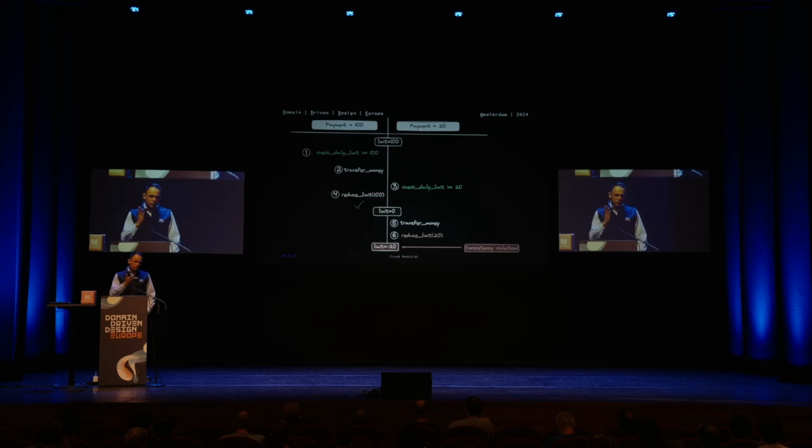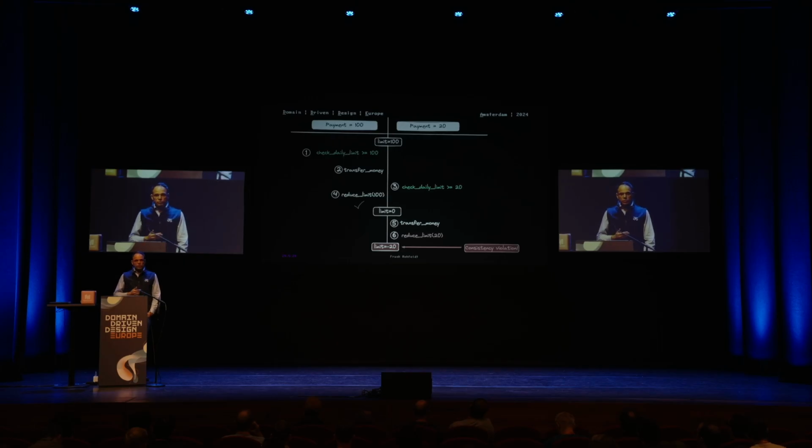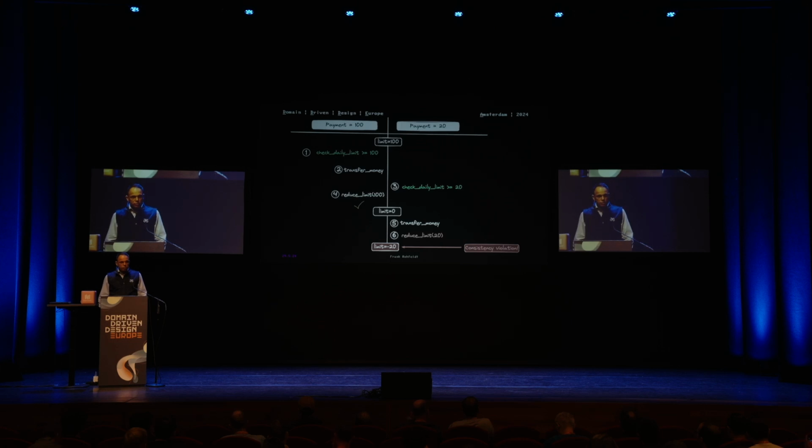And then the first transaction continues, the second transaction continues. But when the second transaction wants to commit, we would have a consistency violation here because the daily limit would have been overspent. And this results from the fact that we do not have transactional guarantees between the calls to these components, right? Check daily limit, transfer money, and reduce limit. So what could you do?